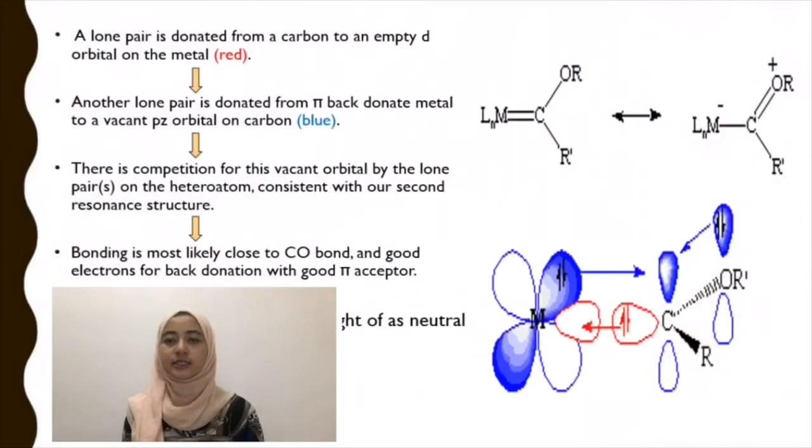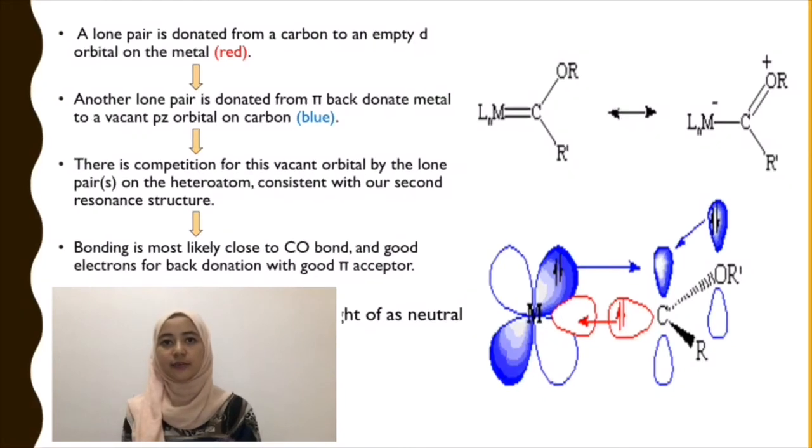However, there is a competition for this vacant orbital by the lone pairs on the heteroatoms, which is consistent with the second resonance structure. The bonding is most likely close to the carbon monoxide, CO bond, with good electrons for back donation and good pi acceptor. So these carbene ligands are usually thought of as neutral species.